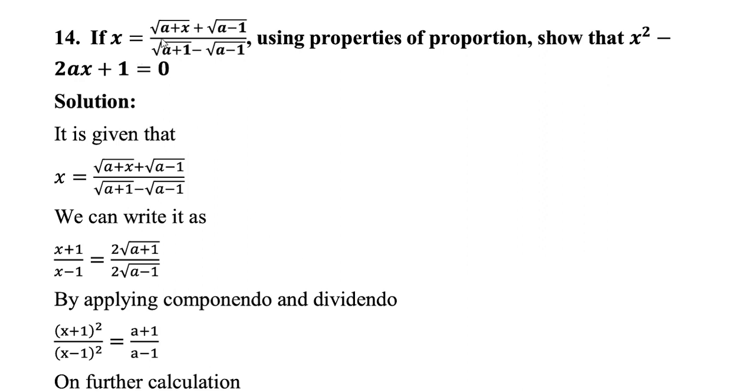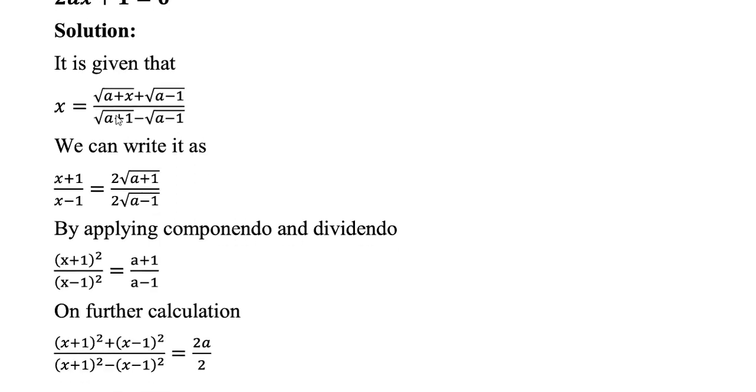x is equal to root over a plus x plus root over a minus x divided by root over a plus 1 minus a minus 1. Using the properties of proportion, we get x square minus 2ax plus 1 is equal to 0. So this is the solution.